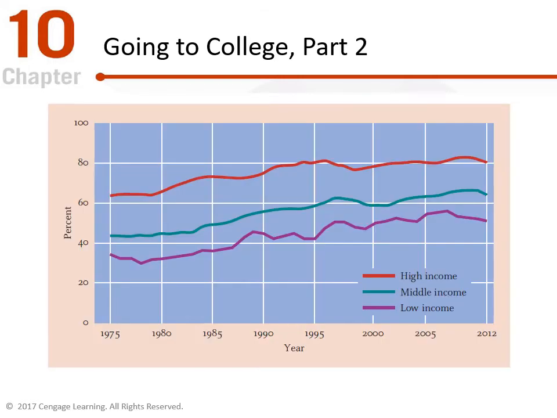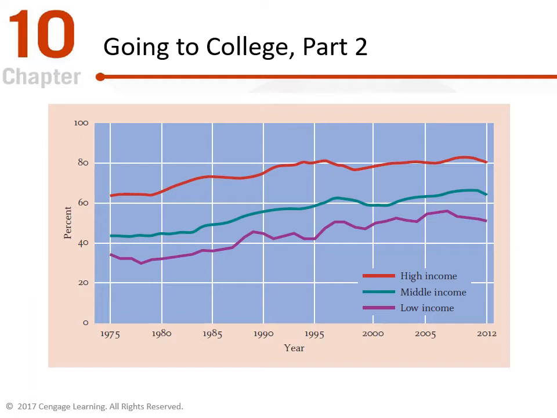So what this figure looks at is enrollment rates of 18 to 24-year-olds in degree-granting institutions by race and ethnicity, 1975 to 2012. The red is high income, the green is middle income, and the purple is low income. So you can see that the lower your income, the less likely you're going to be enrolled in college.